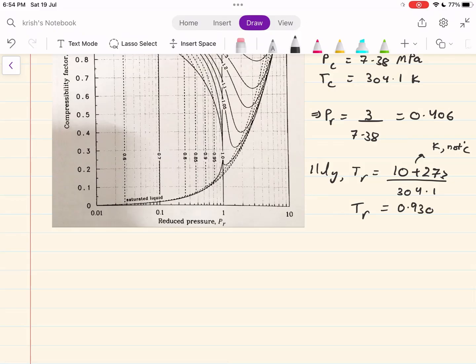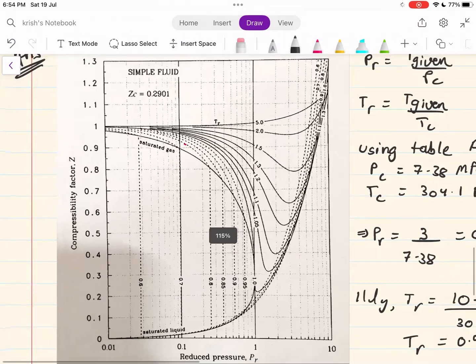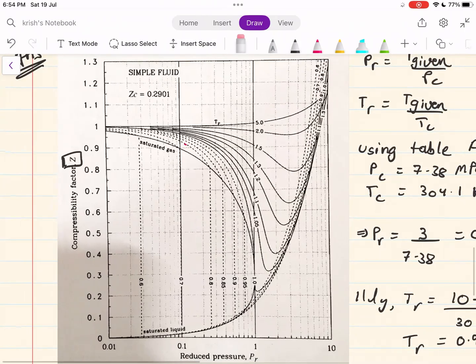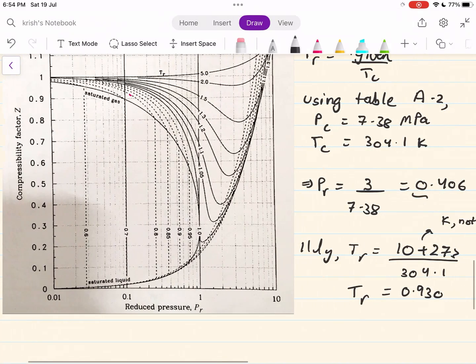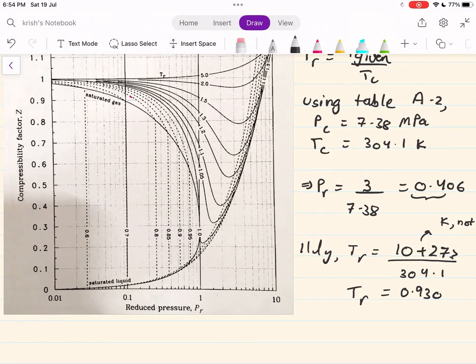So let us learn how to use this table to estimate Z for CO2. Going on the x-axis here, we can see our PR is roughly 0.4. So 0.1, 0.2, 0.3, 0.4. Notice that this x-axis is logarithmic, which is why the spaces between the consecutive divisions are not constant. However, that is not something too important, as all we have to do is find the point that we are looking for. Again, 0.1, 0.2, 0.3 and 0.4.